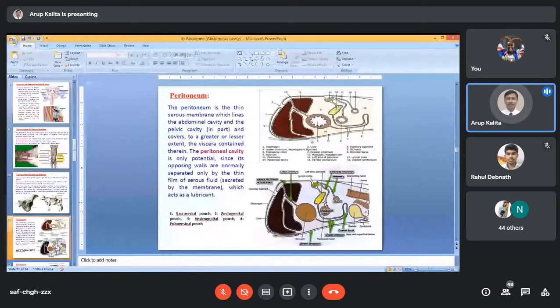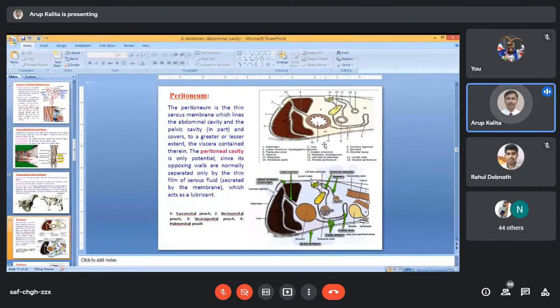Now coming to the word peritoneum. In this photograph, you will see the body of the animal. This is the trunk of the animal. This side is the cranial side. This is the caudal side.